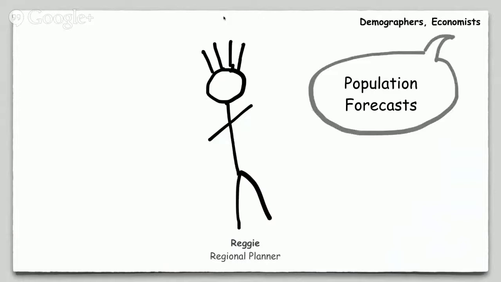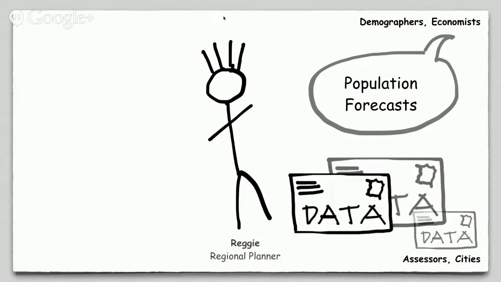So he is managing a lot of data coming from a lot of sources, and one of his primary data sources is state demographers and economists who are projecting population growth in his region. We also have a lot of information coming from assessors in cities, parcel data. It's frequently updated or infrequently updated, and comes in a variety of formats, and he has to manage that.